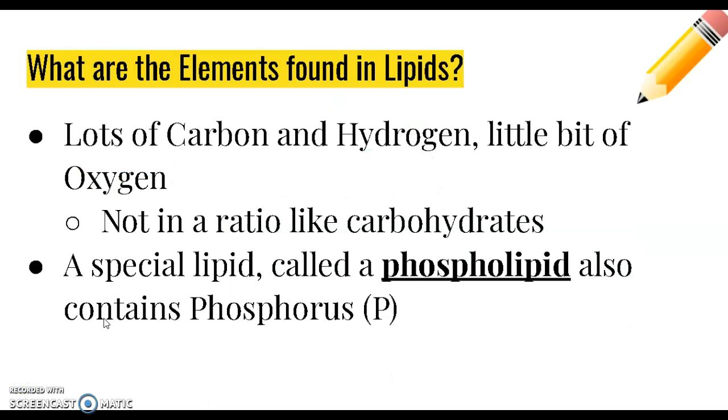So lipids, they contain a lot of carbon and hydrogen and just a little bit of oxygen. They're not in a ratio like in carbohydrates. And then a special lipid, which we're going to talk about in a minute, is called a phospholipid, and it contains phosphorus.